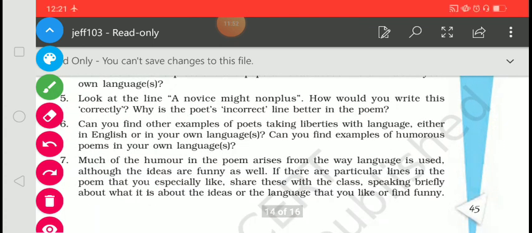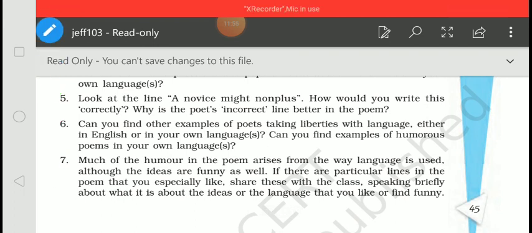Look at the fifth one. Look at the line, a novice might nonplus. How would you write this correctly? Why is the poet's incorrect line better in the poem? So why has the poet used this incorrect line? As we know, this sentence is not correct, it should be in passive voice. So the correct order of the sentence is, a novice might be nonplussed. The poet wrote it in order to bring rhyme to her poem. Nonplus rhymes with thus. So in order to make rhyme, the poet has used a novice might nonplus, instead of writing a novice might be nonplussed.